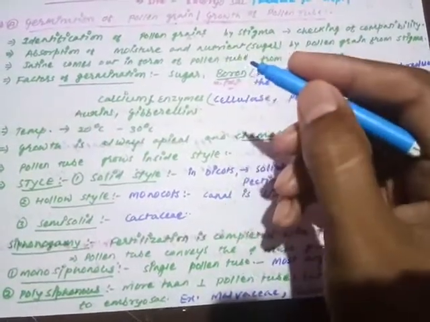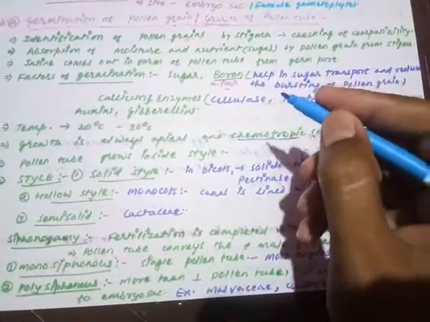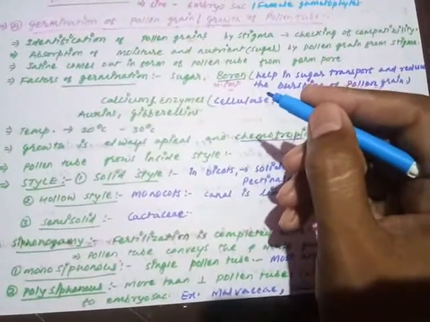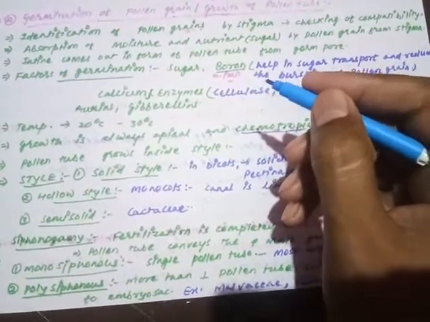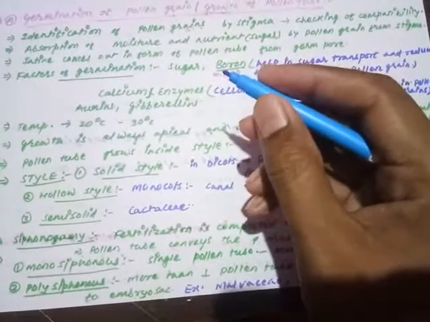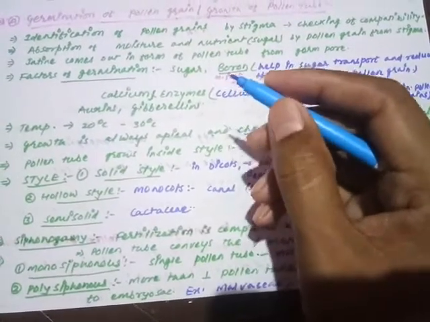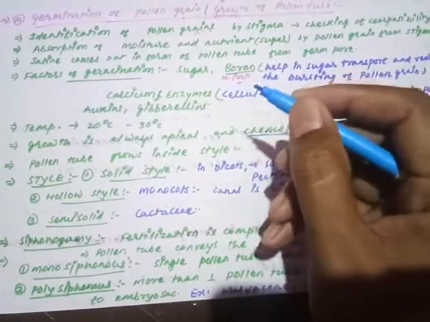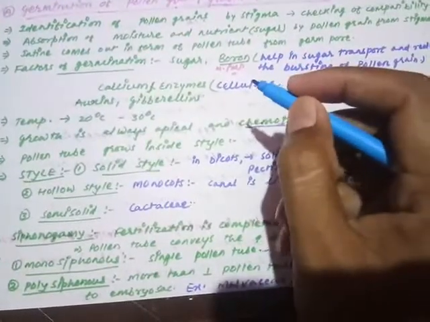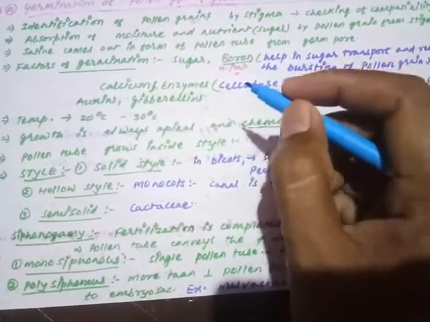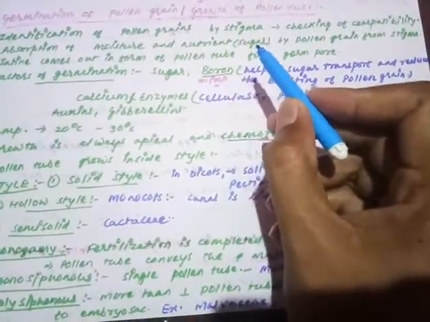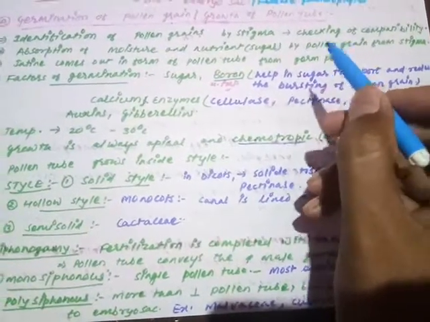After identification of a particular type of pollen grain, the stigma allows the pollen grain to undergo germination. How does the germination begin? We have completed the process earlier, but now I'm going to revise it. As soon as the pollen grain is identified, it is allowed to absorb moisture and nutrients from the surface of the stigma. What are the nutrients? Basically sugar, and these nutrients are absorbed by the pollen grains from the stigma.